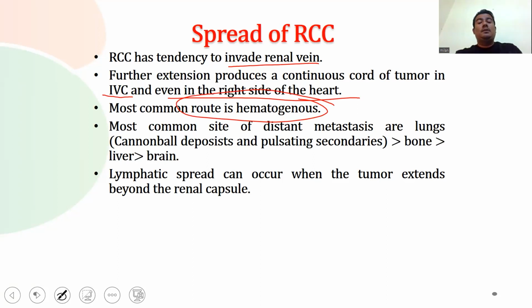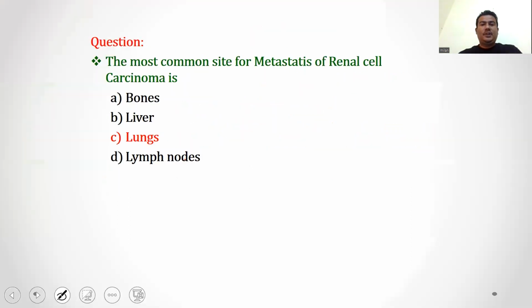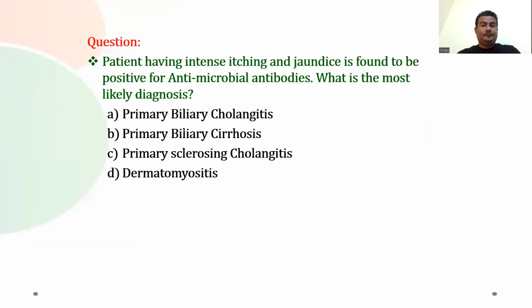From the right heart, the most common site of distant metastasis would be the lungs, followed by bone, liver, and brain. So the hematogenous route of spread is the most common mode of transport of metastasis in renal cell carcinoma. Lymphatic spread can also occur when the tumor extends beyond the renal capsule. So the most common site for metastasis of renal cell carcinoma is the lungs. The other options are also sites where renal cell carcinoma can metastasize, but the lungs are the most common one.